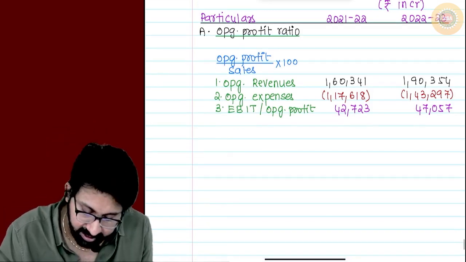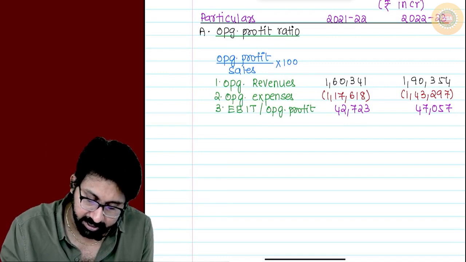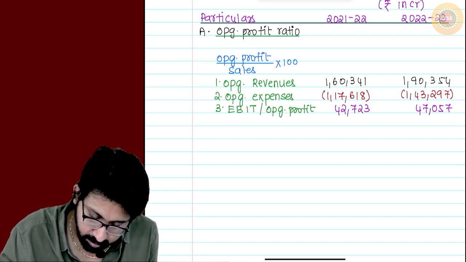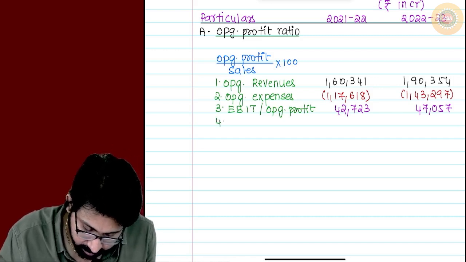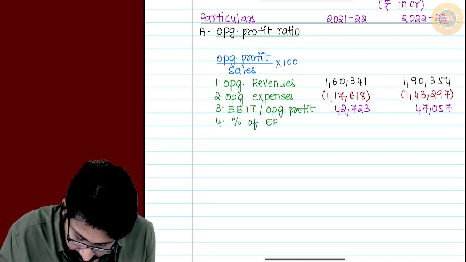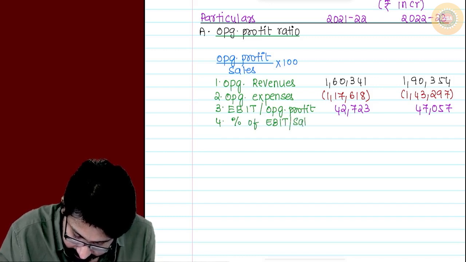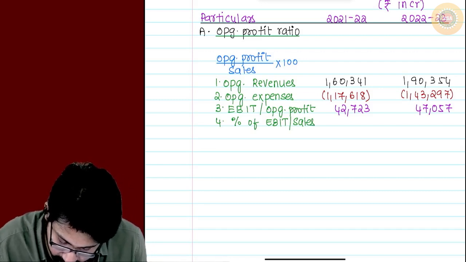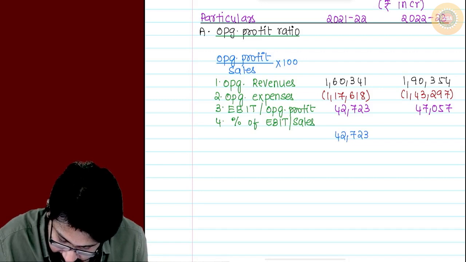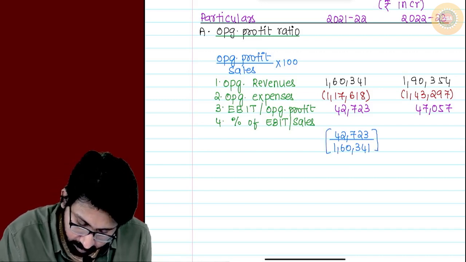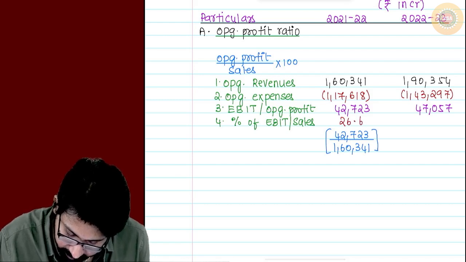What is the next one we need to write? Operating revenues we have, operating expenses we have, EBIT also we have. Just what we calculate? Ratio. Percentage we need to tell actually. Percentage of EBIT on sales. Tell me, working I will write below. 42,723 divided by 1,60,341. 26.65%.